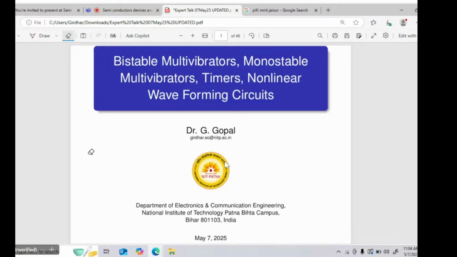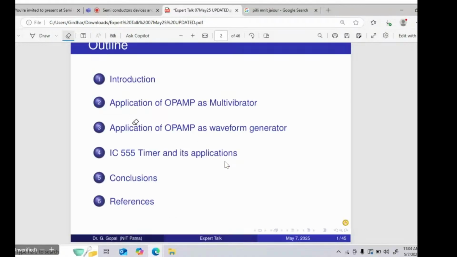And what are timers? Timers provide us timing signals, and there are other waveforming circuits, like when you want to generate a square wave or a sinusoidal wave. In this talk we will discuss different types of circuits, how the multivibrator is very helpful in designing electronic circuits, and how it works as a switch so that we can generate a square wave.